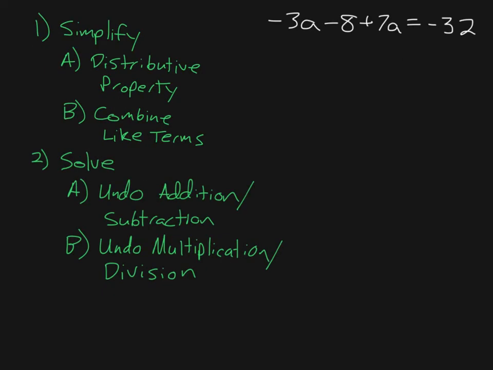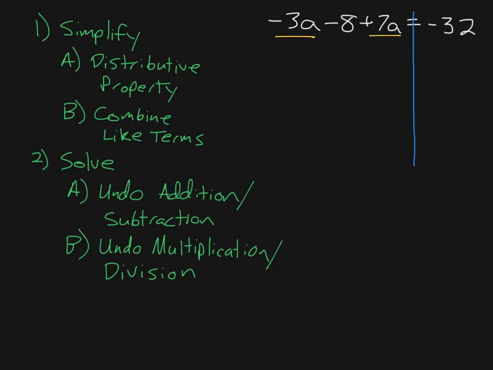This next example is pretty similar. We're going to do the same thing. We're going to make sure both sides are simplified, and then we're going to solve it like a two-step equation. Now, on the right side, I have negative 32. There's nothing we need to do over here. On the left side, I have negative 3a minus 8 plus 7a. Now, I don't have any parentheses, but I do see a couple of like terms. This negative 3a and this positive 7a are like terms.